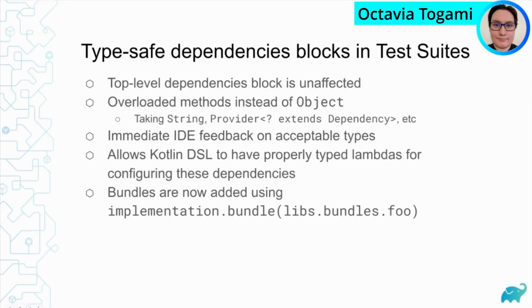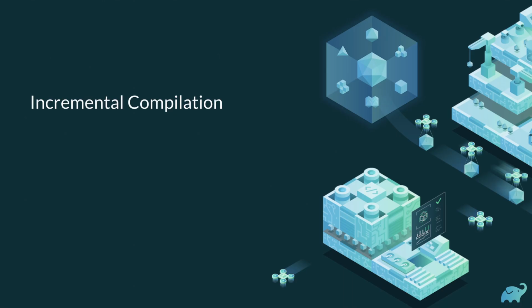And this is more of an overview of just what exactly has changed. We did not change the top level dependencies block in any way. It works exactly the same as it did before. But for this test suites dependency block, it has overloaded methods instead of just taking object like it used to. So we will take string, or we will take a provider of a dependency, anything like that. There is IDE feedback on what types you can pass in, because we now have overloads for each individual one, and you don't have to go look it up in the docs anymore. And also, Kotlin DSL can now, as you saw previously, type the configuration lambdas for all of these dependencies, and you'll get IDE feedback right there.